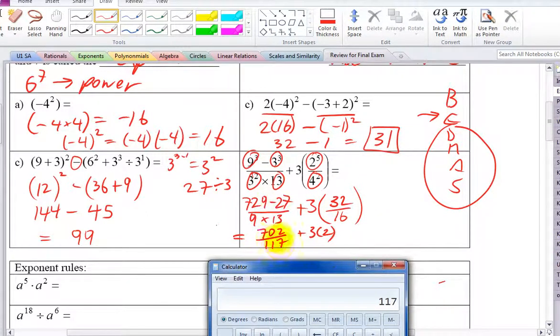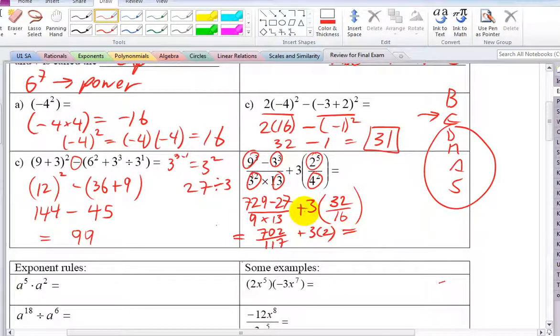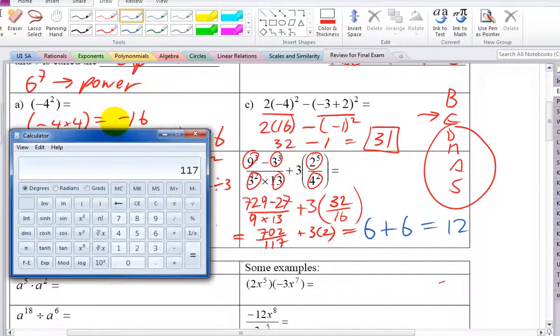Okay, so you get 702 over 117 plus 3 over 2. So that second fraction equals 6 plus the 6 from the 3 over 2. Total answer is 12. Okay, 6 plus 6, 12 is the final answer. Questions you guys have? Questions, Eliana? Okay.